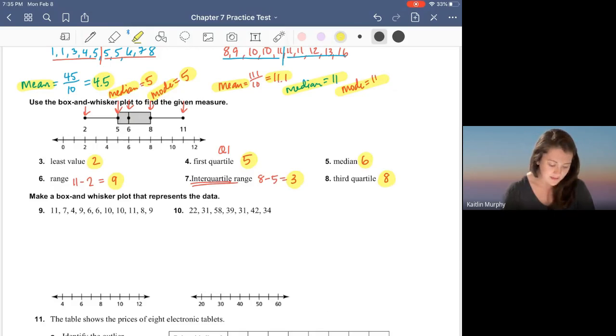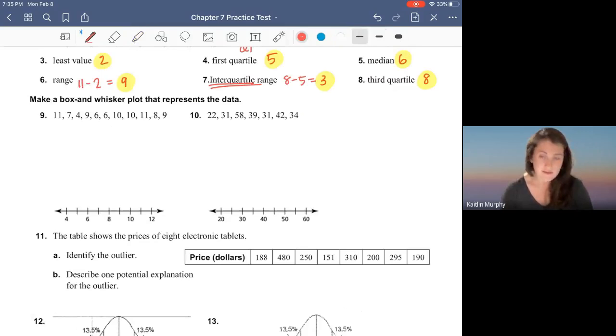Then we need to make some box and whisker plots. When we make our box and whisker plots, first thing we need to do is always line up the numbers from smallest to greatest. So we've got a 4 here, we've got 2 6s, 6, 6, I got a 7, just 1 8, and 2 9s, 2 10s, and 2 11s. I think I got all of those there.